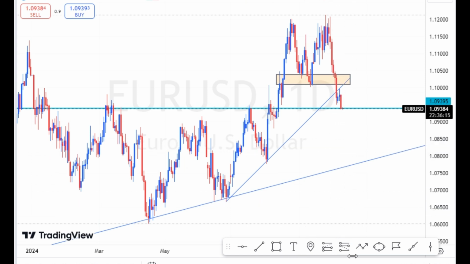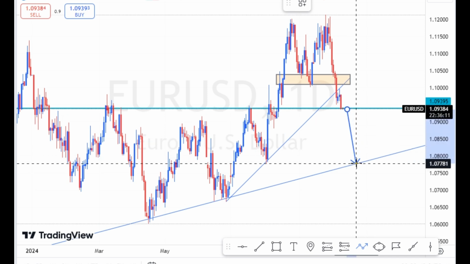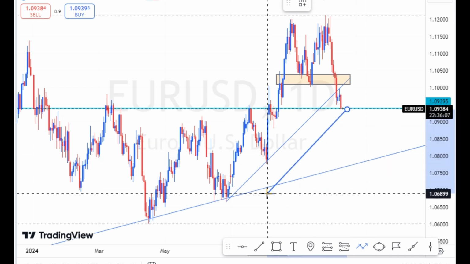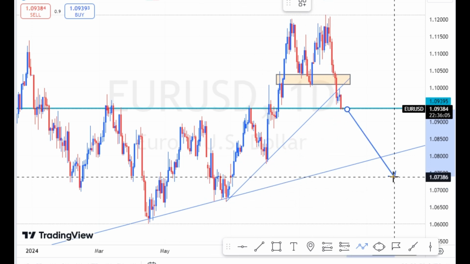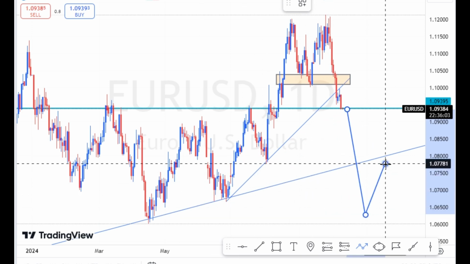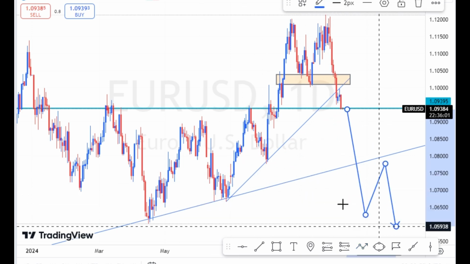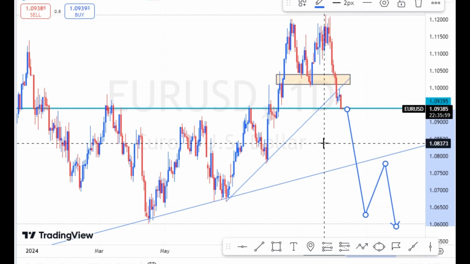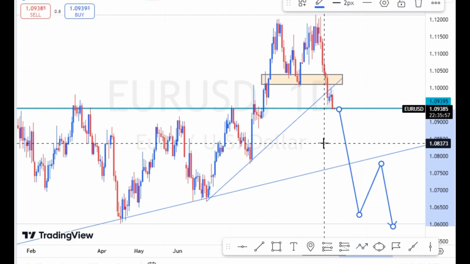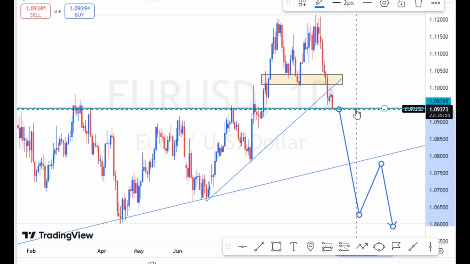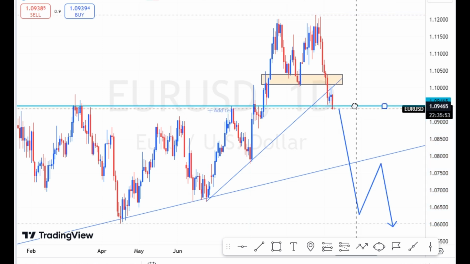So we are expecting euro USD to drop down to our support level. On the break of this support level, expect price to go to this weekly trend line. Once price breaks this weekly trend line, expect price to do a retest, then price seeks further downtrend for the euro USD.